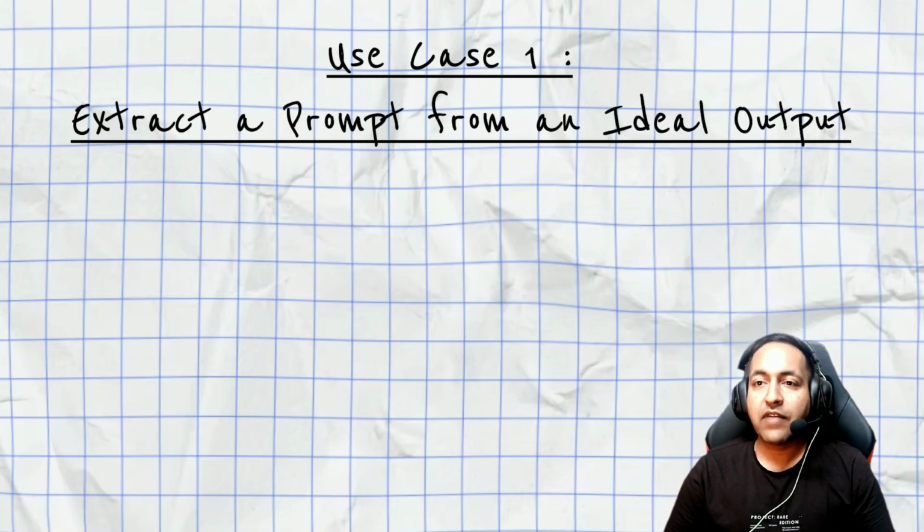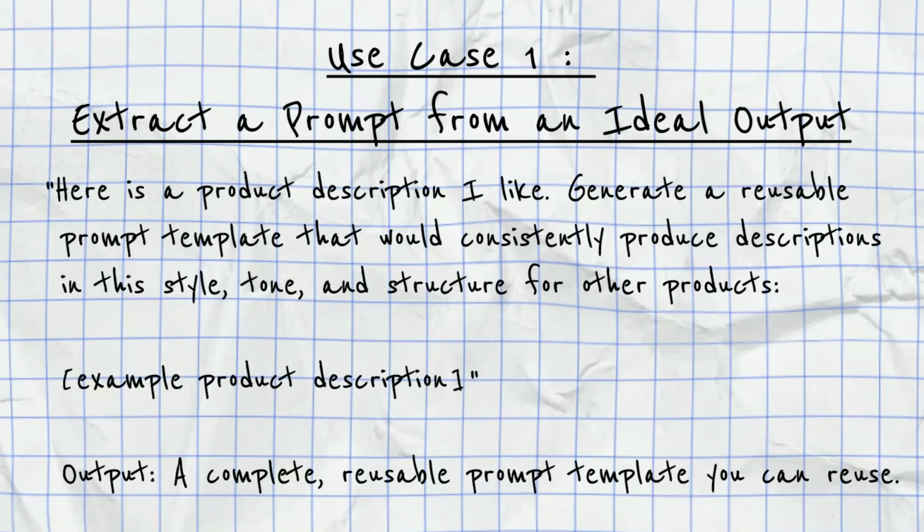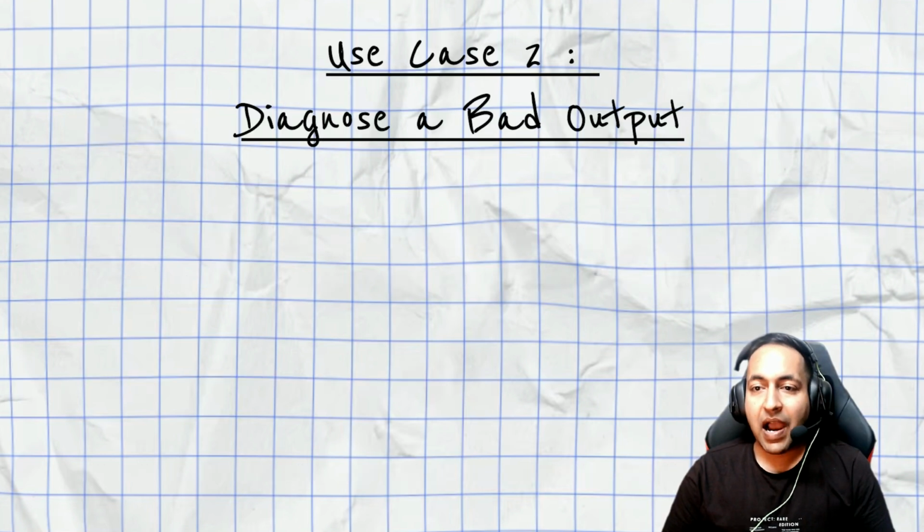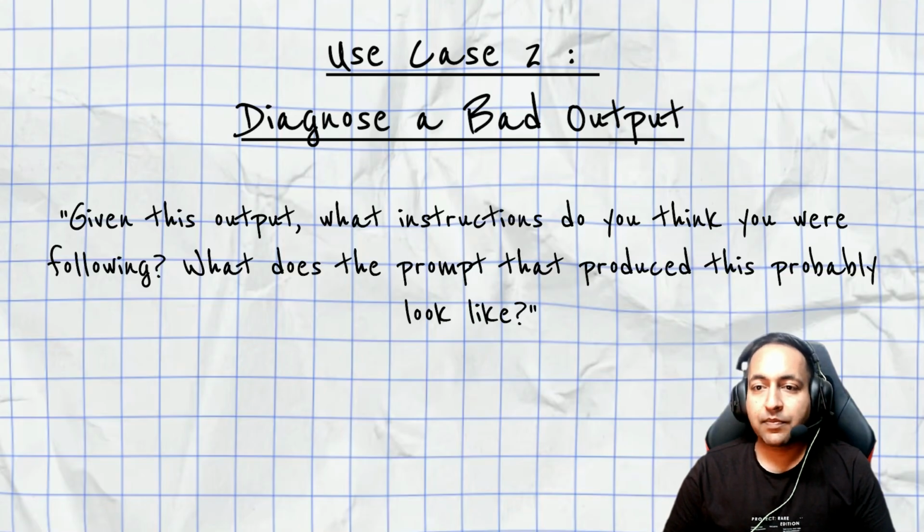For example, if you have an example of great output, maybe from a competitor's tool or from a colleague's manual work, and you want to reproduce it reliably. You can tell your model, here's the product description I like. Generate a reusable prompt template that would consistently produce descriptions in this style, tone, and structure for other products. The second use case is to diagnose a bad output. You can tell your model something like this: given this output, what instructions do you think you were following?